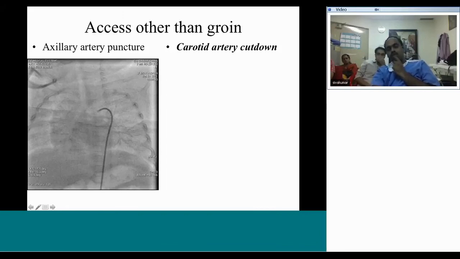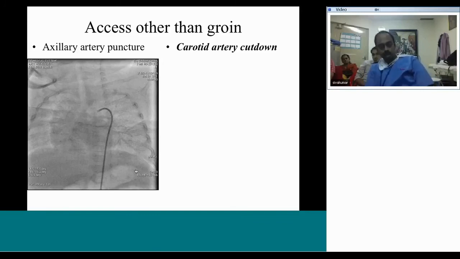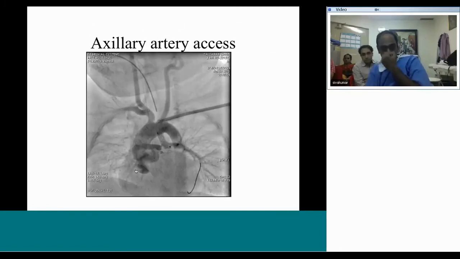Any procedure that you have been doing repeatedly many, many times, you are far more comfortable and far more skilled in that particular procedure. If axillary artery puncture is the routine way in which we all catheterize all our patients throughout our lifetime, then axillary artery stenting is the best method of stenting. If you had been catheterizing 99 out of your 100 patients by femoral artery, you are far better to do that procedure through femoral artery than by axillary artery.